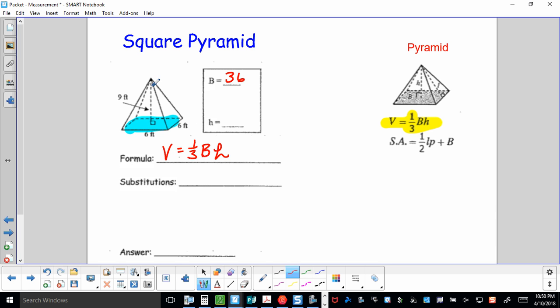And then the height of this pyramid is 9. So let's substitute the numbers in the formula. We've got 1/3 times 36 times 9. 1/3 of 36 is 12 times 9 is 108. And we're talking about cubic feet.